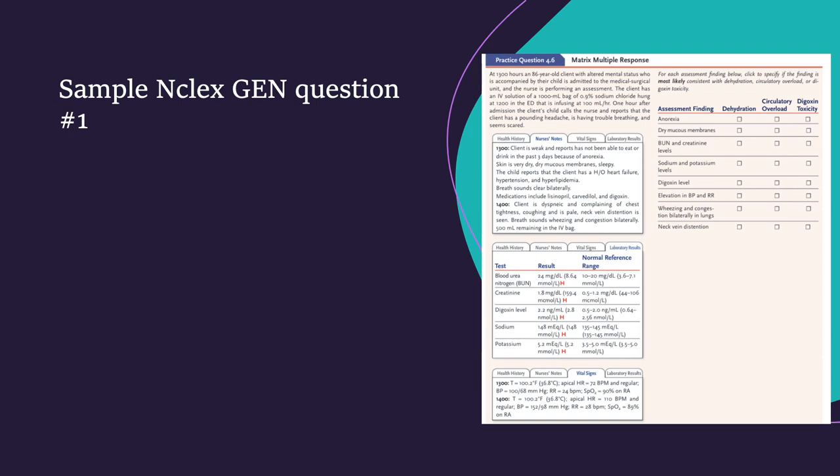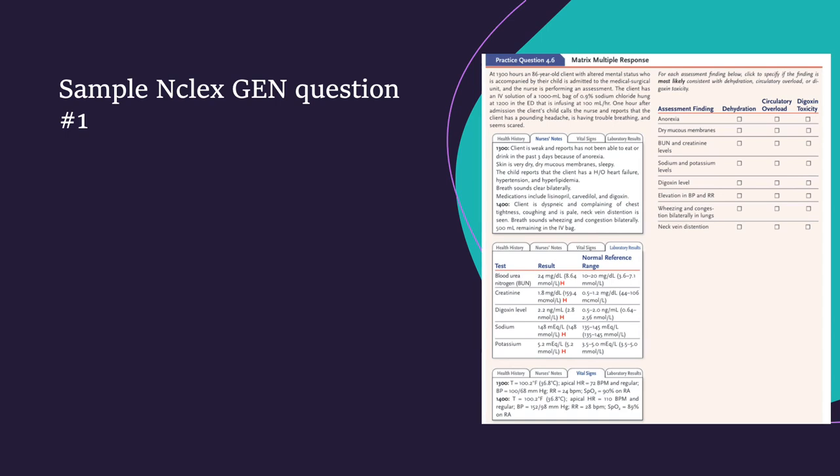It says at 1300 that the client is weak and reports not being able to eat or drink in the past 3 days because of anorexia. Her skin is very dry. Her mucous membranes are dry. She's sleepy. The child reports that the client has a history of heart failure, hypertension, and hyperlipidemia. The breath sounds are clear bilaterally. The patient's medications are lisinopril, carvedilol, and digoxin.